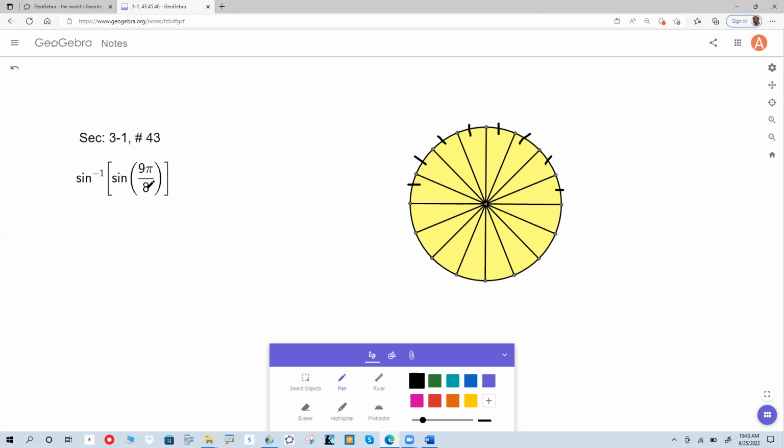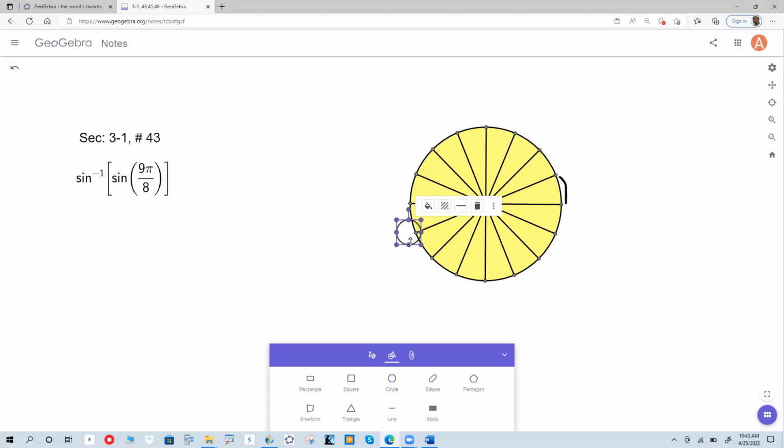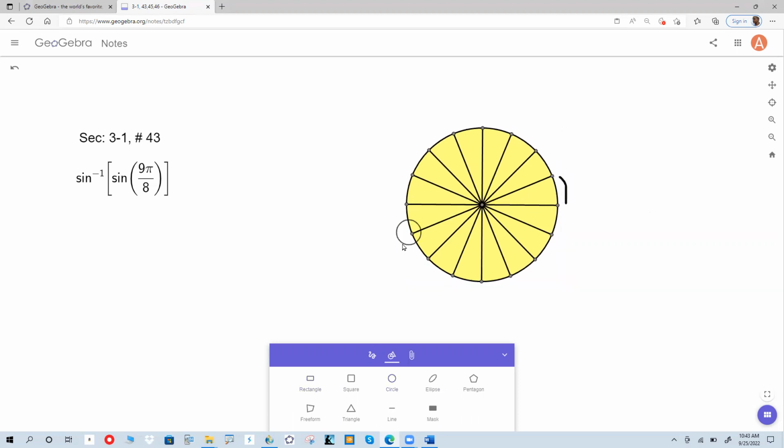Where does this angle fall? Well, let's find out. 9 pi over 8, each is pi over 8. This is pi over 8. 9 pi over 8, if you calculate it carefully, will fall right here at this point. And this will be your angle. It's in the third quadrant. Now, that's not a very good quadrant.